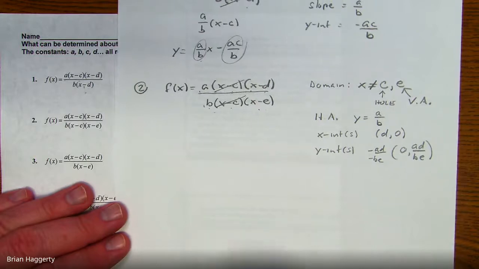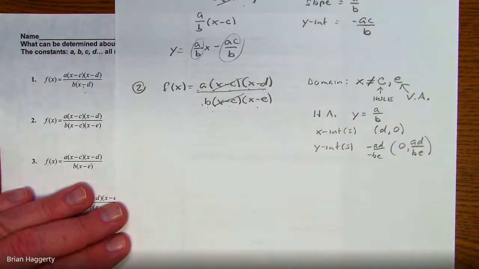All right, how about a slant asymptote? Will it have a slant? No, you can't have a horizontal and a slant in the same problem. Slants are only going to happen if the degree of the top is exactly 1 more than the degree of the bottom.